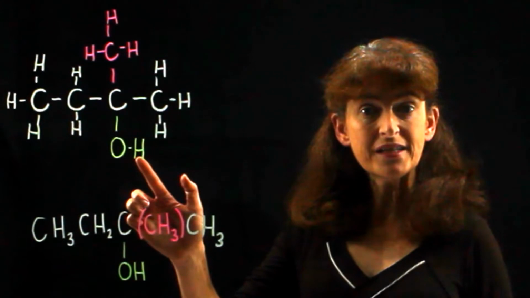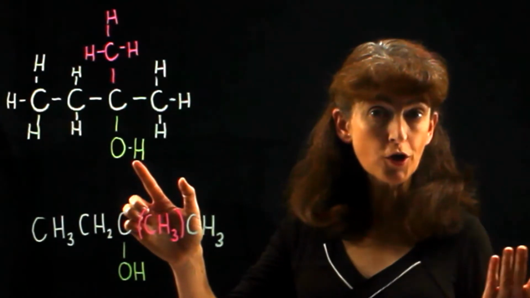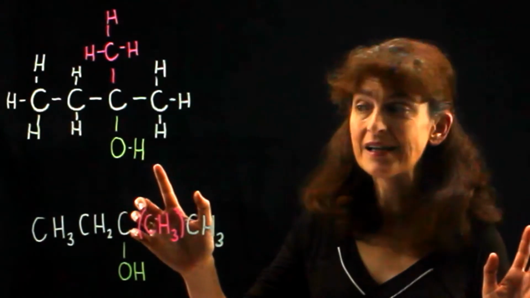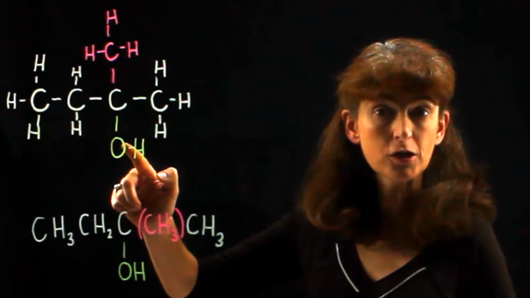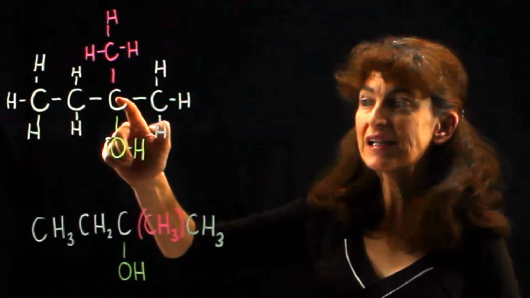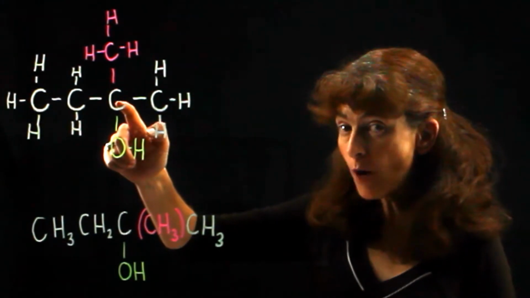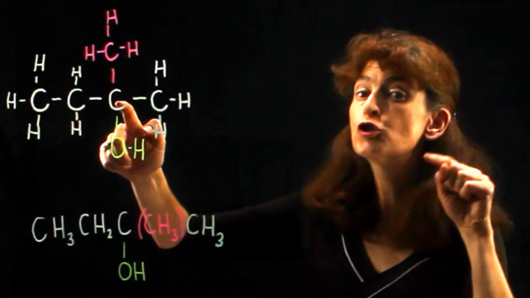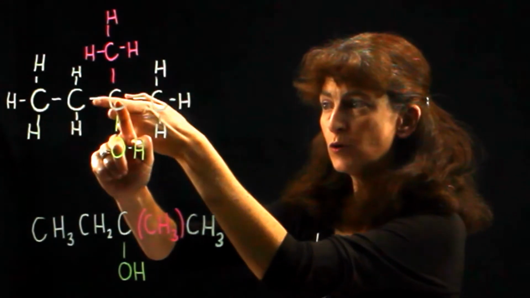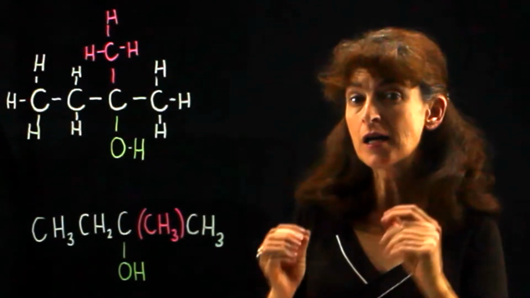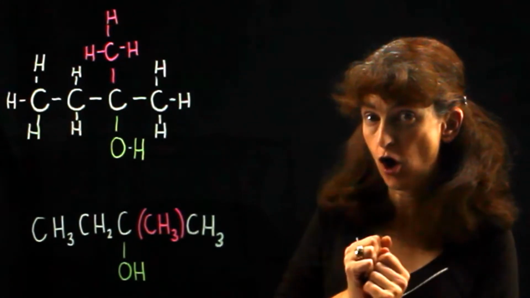We're asked whether this is a primary, secondary, or tertiary alcohol. How do we decide? We take a look at the carbon to which the hydroxyl functional group is attached, and we count how many carbons are attached to that carbon. 1, 2, 3. It is a tertiary alcohol.